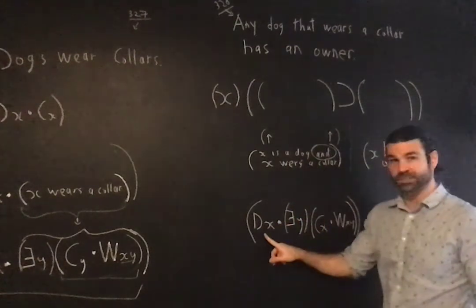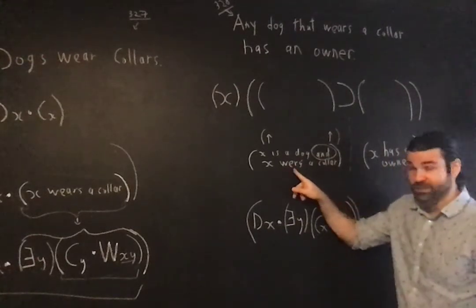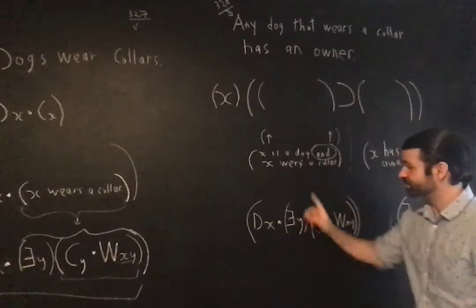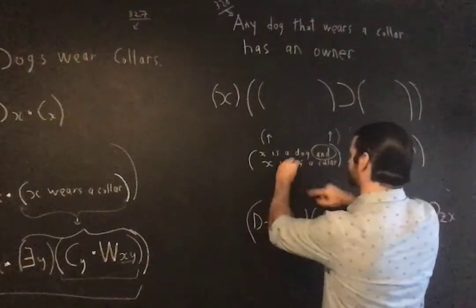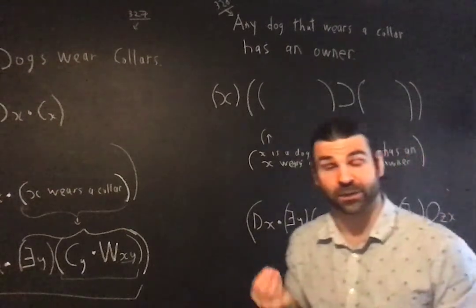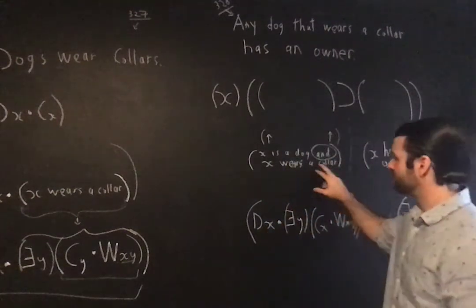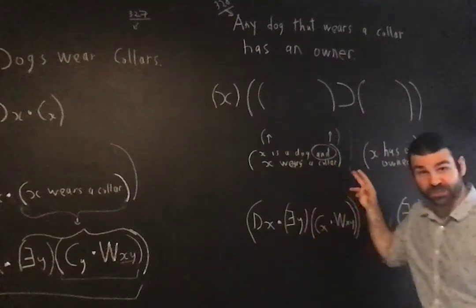X is a dog, easy. Left conjunct is easy. Right conjunct, X wears a collar. Okay, we did that analysis. Wears, X wears a collar. Ooh, wearing is a relationship. X wears Y, W X Y. Oh, it's wearing something in particular, something specific, namely a collar.